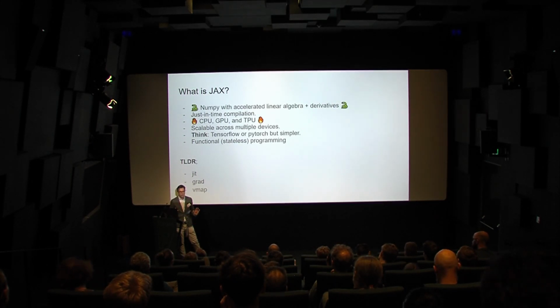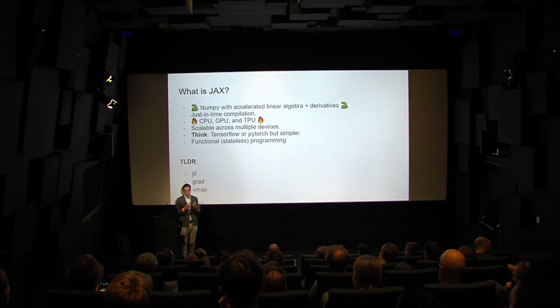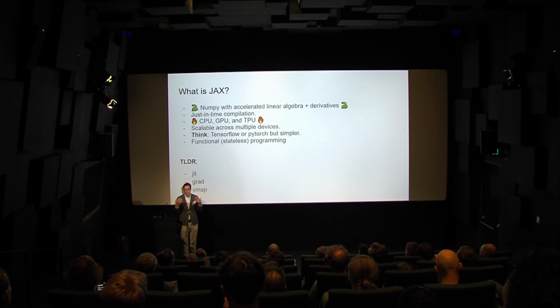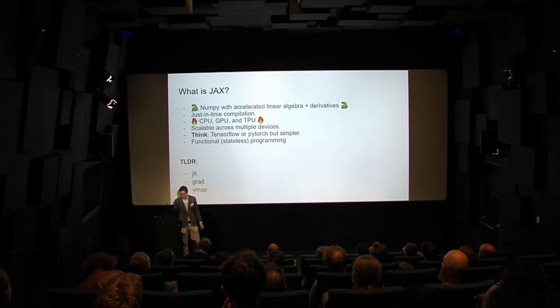The too long didn't read version of my JAX slide is that there's NumPy, and it adds three components, three functions really. JIT, to just-in-time compile your code. Grad, to take derivatives of your functions. And vmap, vectorized map, which allows you to write one function and then execute it on multiple elements in, let's say, an array. So it's a vectorized version of a map.